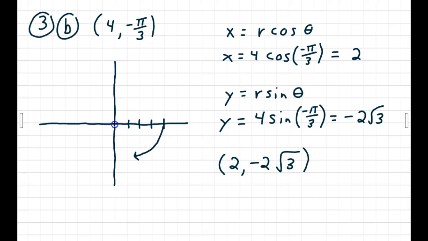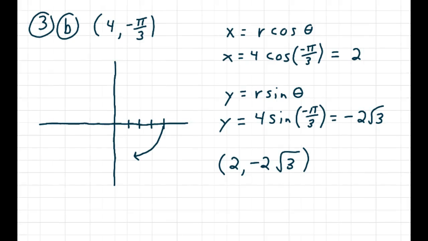Problem 3b, (4, -π/3). Go out to the right 4 spaces, and rotate. Negative π/3 is about 60 degrees, going clockwise because it's negative, and we end up right about there.